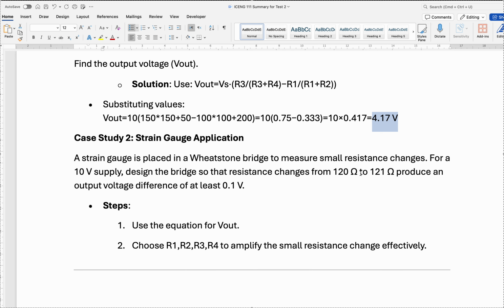Okay, so that is a really very small change, and this is why they are using a Wheatstone bridge, because it can identify the small resistance changes. And so here it says resistance changes from 120 to 121 ohms to produce an output voltage difference of at least 0.1 volts. So here we are saying that this is the delta V that I'm going to have. Now looking at this equation, what do I have? At 120 ohms, I should have everything nulled, to be 0. And on 120 ohms, I'm going to have a change, which will give me 0.1 volts.